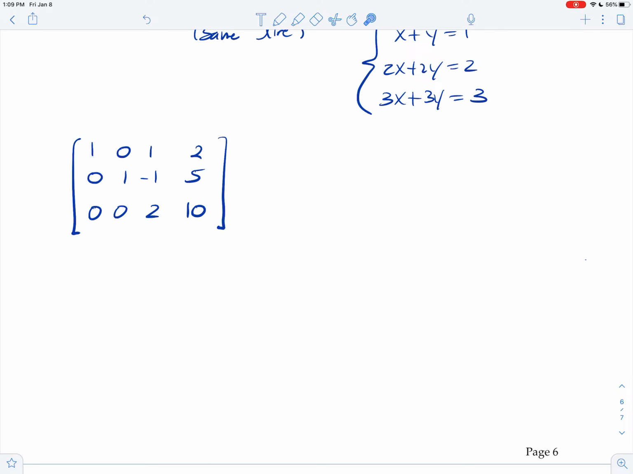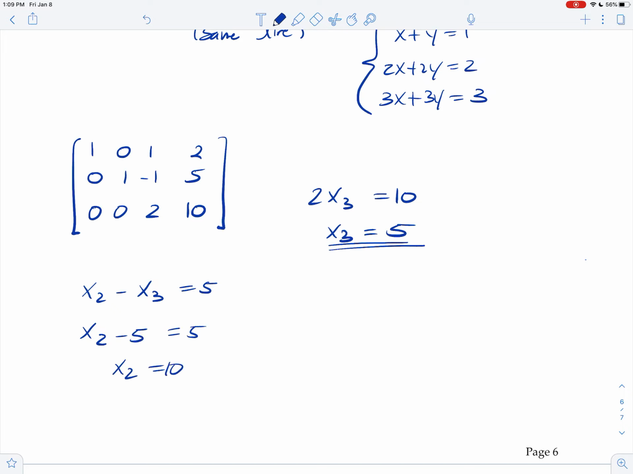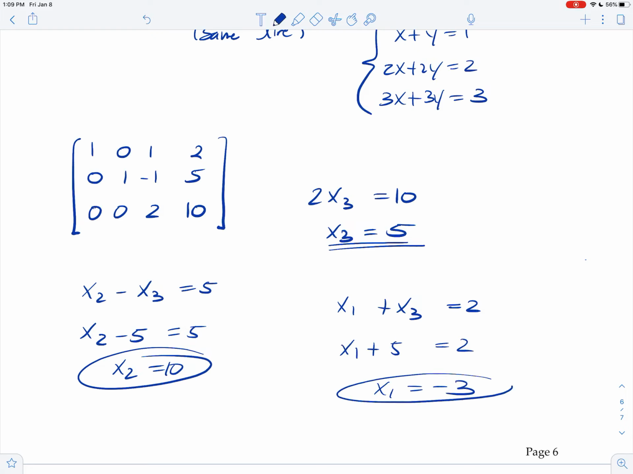I just want you to realize that in this case, you can solve a system like this really easily. Because look at what the last equation is really saying. It's saying 2x3 is 10, which means x3 has to be 5. The second equation says x2 minus x3 is 5. Well, you know x3 is 5, so x2 minus 5 is 5, so x2 has to be 10. And then the first equation gives you x1 plus x3 is 2, so x1 plus 5 is 2, and x1 has to be minus 3.